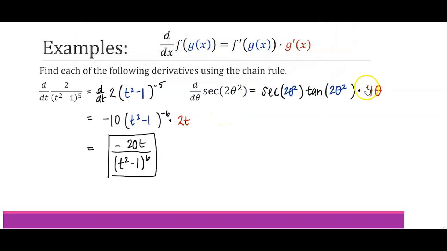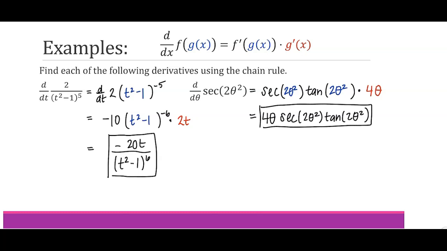I cannot ever take anything on the outside of a trigonometric function and multiply it to the inside of the trigonometric function, nor can I ever take anything inside a trigonometric function and pull it out. So we're left with an answer of 4 theta secant of 2 theta squared tangent of 2 theta squared as my final answer.